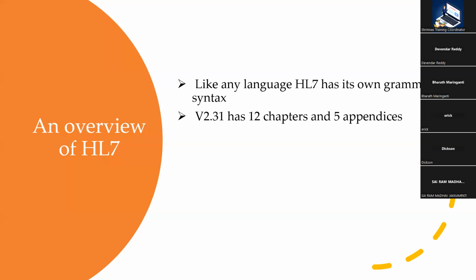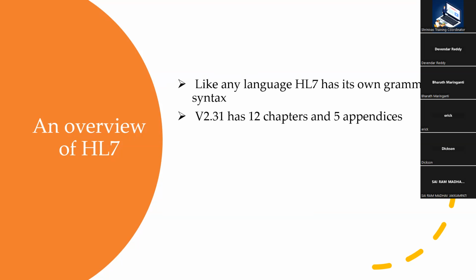Even today, many people use HL7 2.3, and it has 12 chapters and 5 appendices. We will take a look at these chapters at the end of the session, or at the end of the training when we get to the certification. I will talk more about what chapters we have.